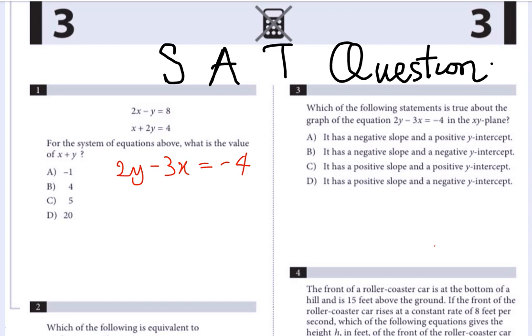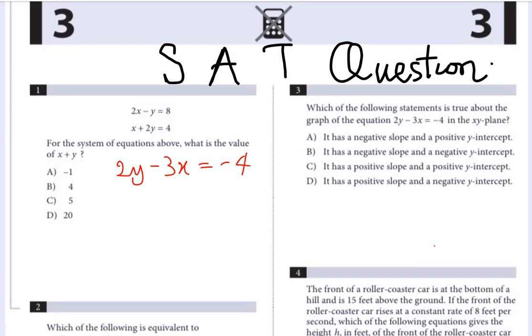The first option is that it has a negative slope and a positive y intercept. The second option is that it has a negative slope and a negative y intercept. The third option says that it has a positive slope and a positive y intercept. The last option says that it has a positive slope and a negative y intercept.